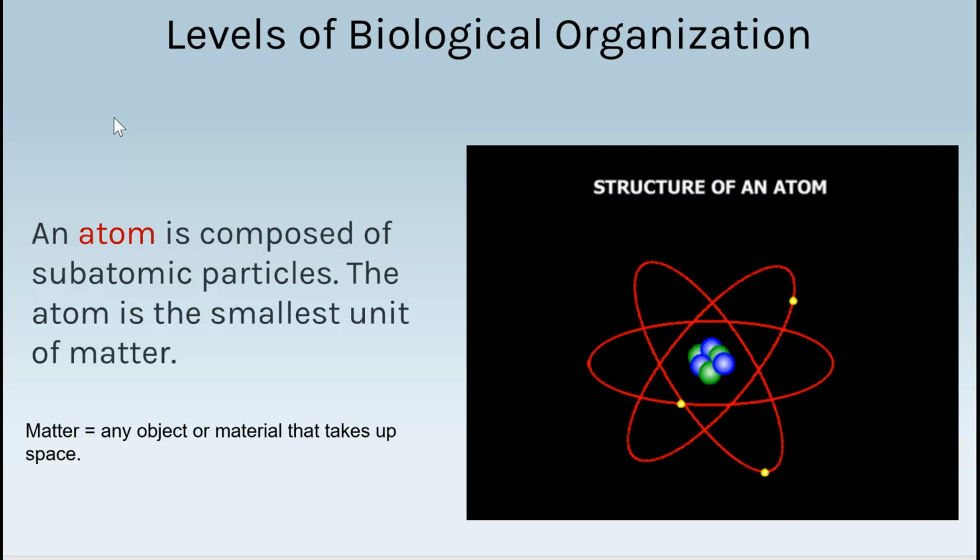Now, an atom is actually an element. So you can have a carbon atom, an oxygen atom, and so forth. And these are what make up all of the different types of matter.